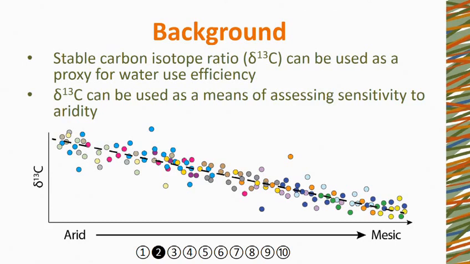Now, what that means is that we would expect this relationship to develop where that isotope ratio starts to decrease as we move from an arid environment to a mesic environment. And these are just plants. These could be several different species of plants along an aridity gradient. And this dashed line here represents that community slope, that relationship that we would expect to see in these plants at a background level.